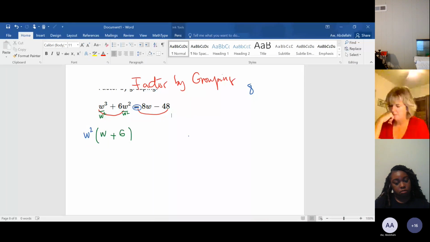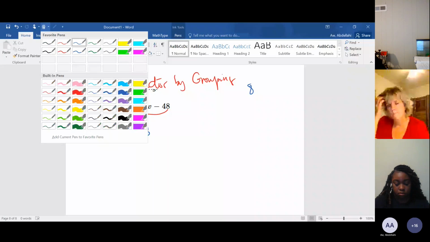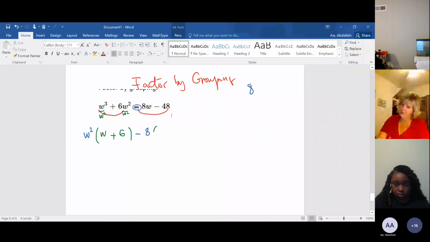Why is W not in the GCF? Because W is not in the second term, right? So it's minus 8 here, and then I open up my parentheses. We're going to divide everybody by negative 8. What is negative 8W divided by negative 8? W. And what is negative 48 divided by negative 8? 6. Plus 6. You see now, the same parentheses, W plus 6, came out, right?